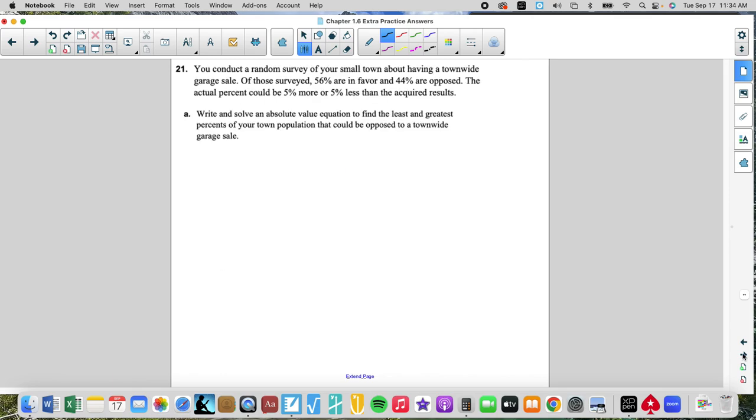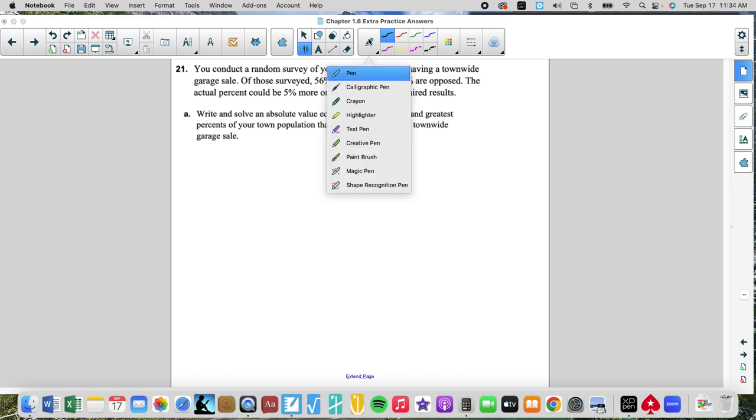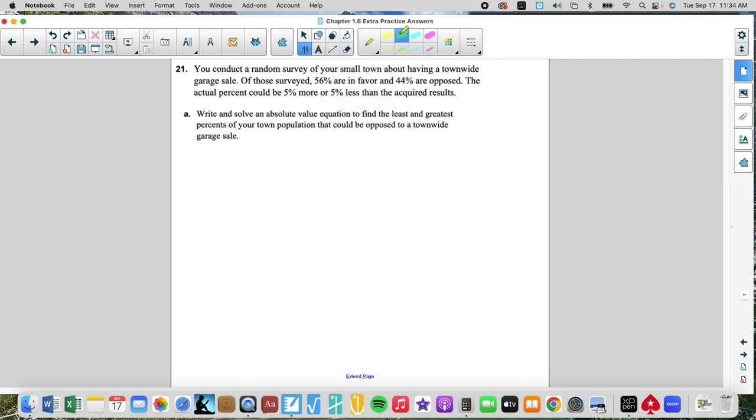You conduct a random survey of your small town about having a town-wide garage sale. Of those surveyed, 56 are in favor, 44 are opposed. The actual percentage could be 5 more or 5 less than the acquired results. Write and solve an absolute value equation to find the least and greatest percentages of your town population that could be opposed. So opposed is going to be 44%, and we have a plus or minus 5.